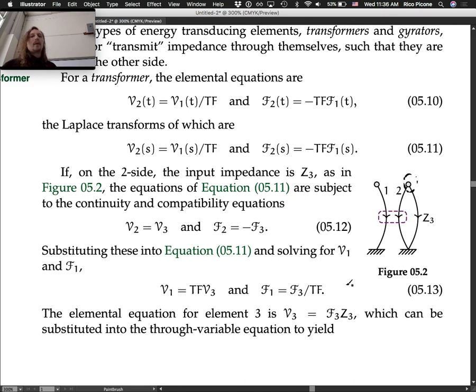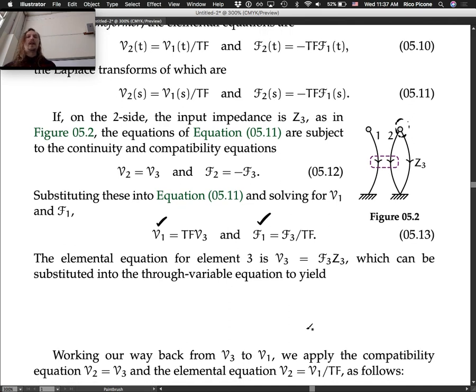So that's a start. What we really want to know is, remember that the input impedance for the system is going to be the relationship between V1 and F1, right? So we're trying to relate V1 to F1, and we've got to somehow turn a V3 or an F3 into a V3 or an F3 so that we can eliminate those variables. We've got 2 equations, we've got to eliminate those 2. The elemental equation for element 3 is that V3 is equal to F3 Z3.